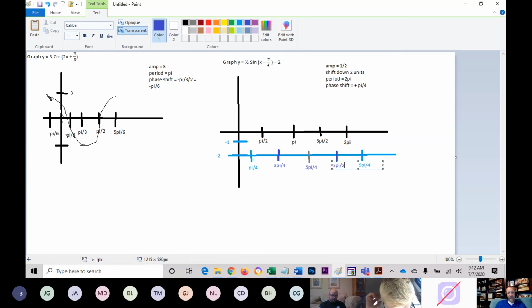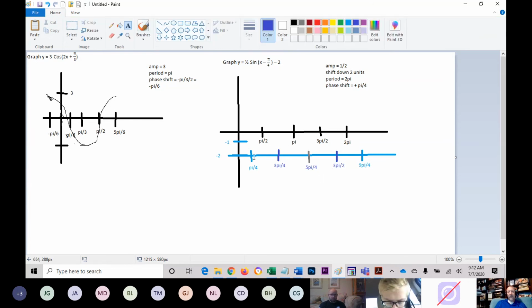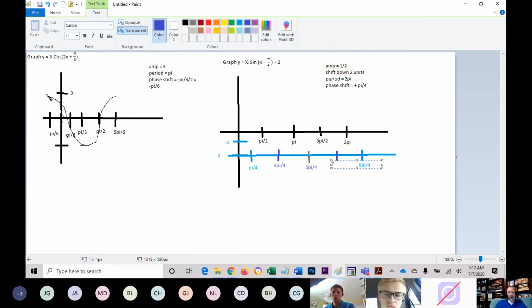Does that make sense? Wouldn't all these be 7 pi fourths? Oh, you're right, because you're shifting up your original 3 pi halves. Yep, you're right. That is 7 pi fourths. Very good. 7 pi fourths, yes.